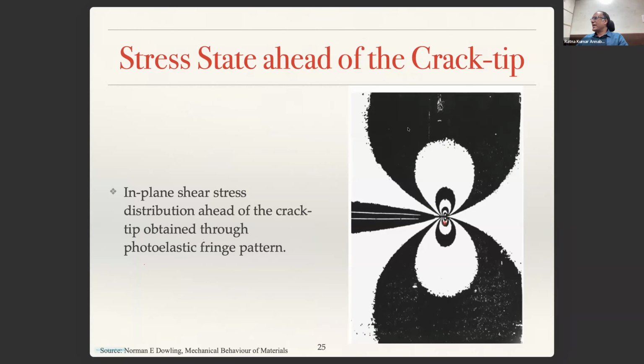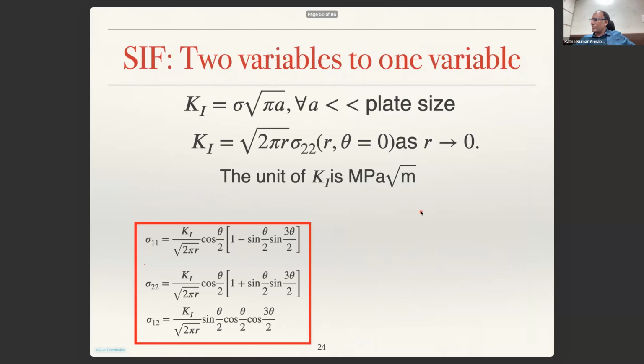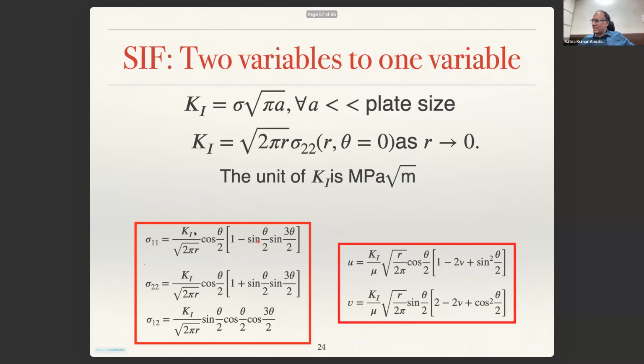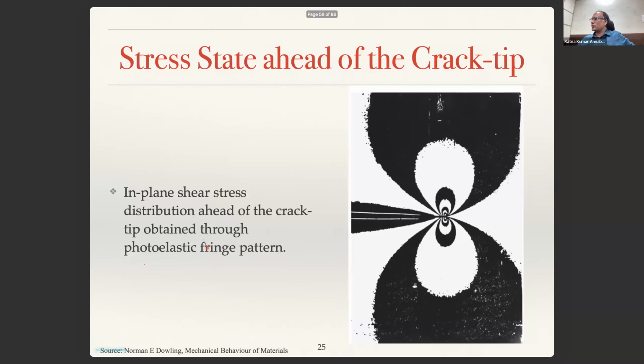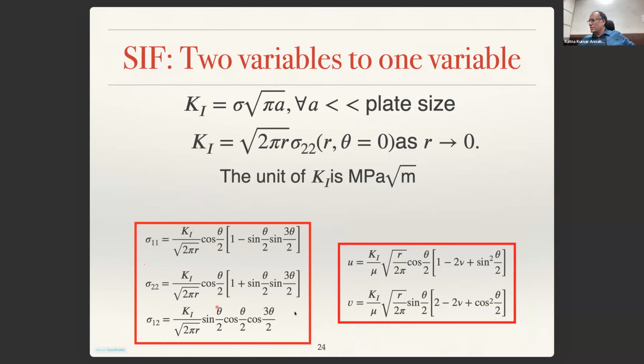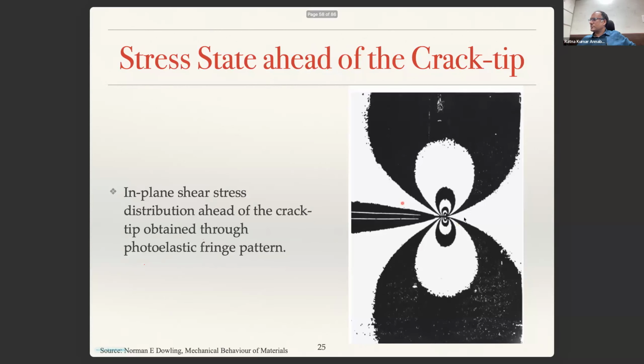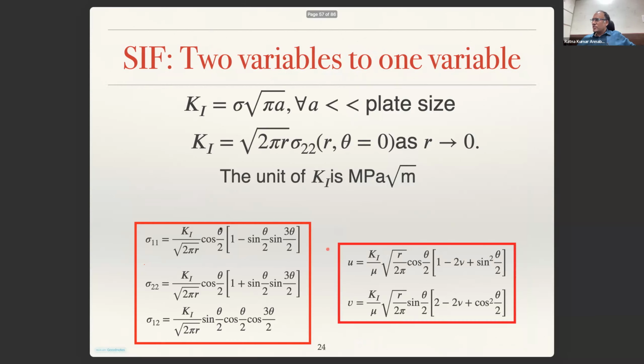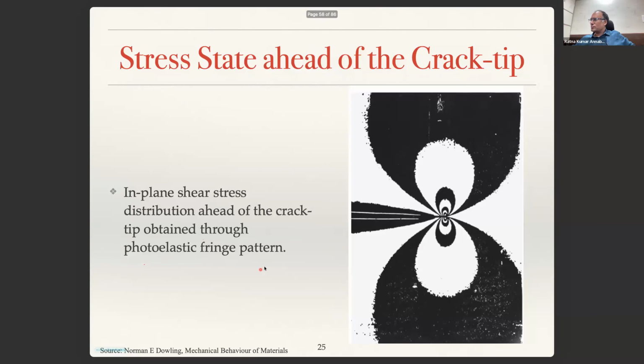So the stress state ahead of the crack tip, which can actually be seen through these photoelasticity fringes, is for a plane stress case, which actually describes the plot. If you plot these things in r, theta coordinates, this is how it looks. This is a shear stress plot. If you plot sigma 1,2, that is how it looks. Similarly, you can plot sigma 1,1 and sigma 2,2.